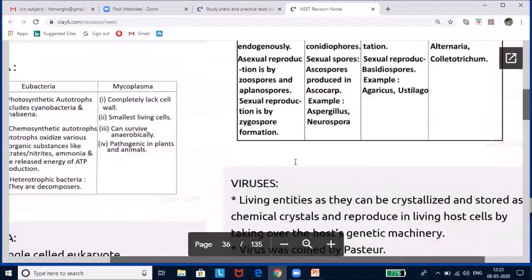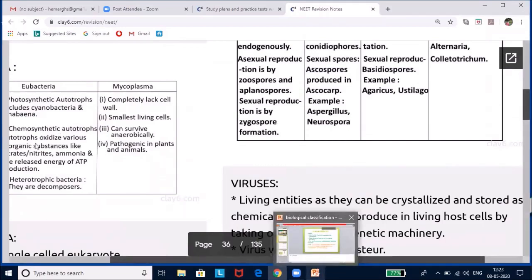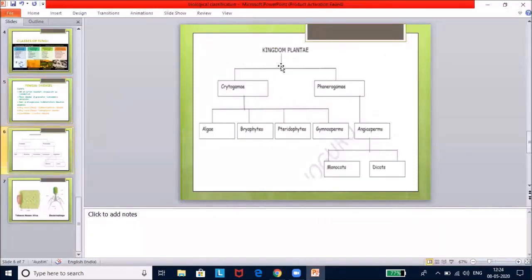Now, here in this, we have not mentioned animals and plants because, as I said, they are dealt with under separate chapters, so we did not include this in the PDF. But I will give you a brief view of plant classification.